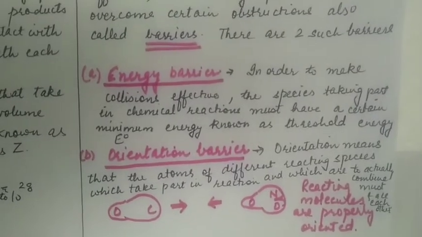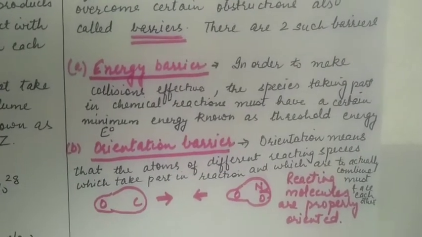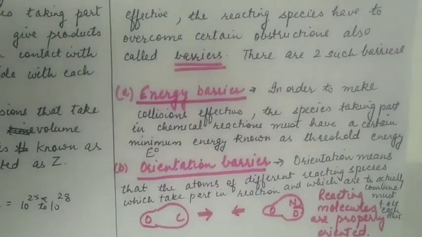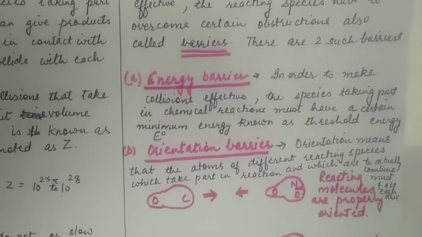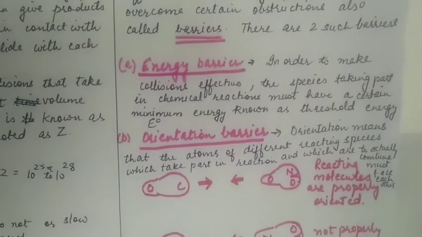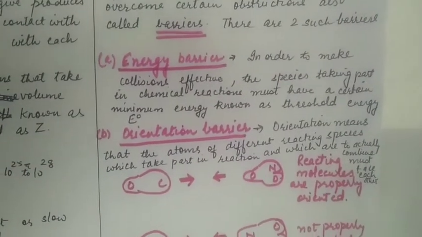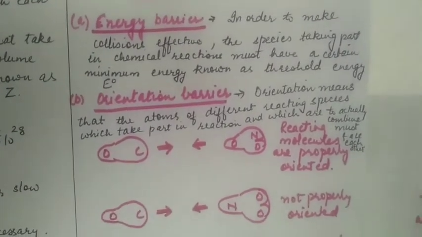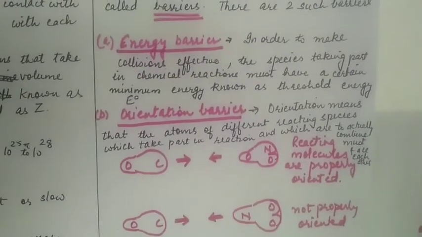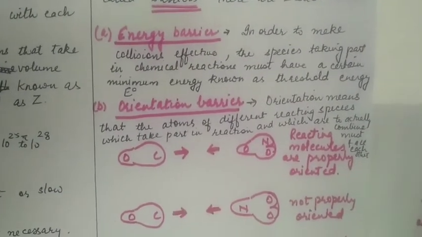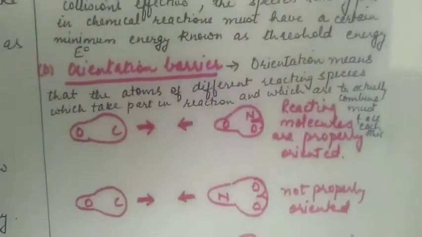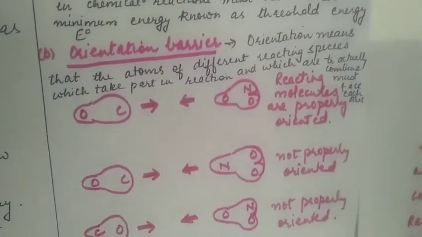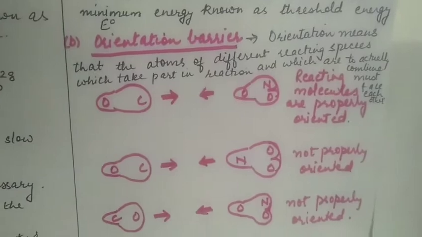Energy barrier means that in order to make the collisions effective, the species that take part in the chemical reaction must have a certain minimum energy known as threshold energy, E0. Reactants having energy less than the threshold energy, even if they do collide, do not result into products. The second barrier is the orientation barrier. Orientation barrier means that the atoms of different reacting species which are to combine to form products must face each other.